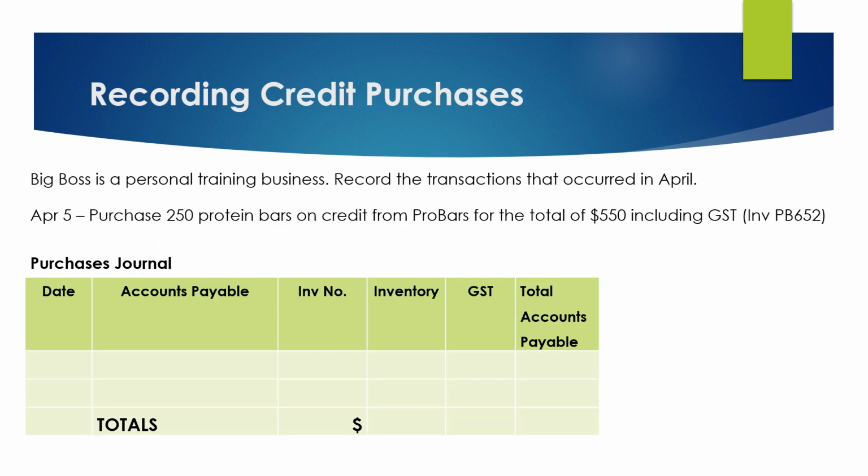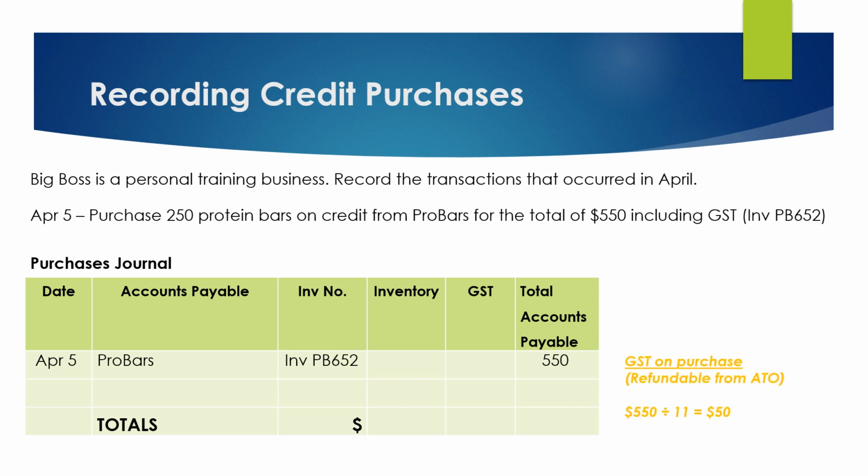Now we're going to record the credit purchase using an example. Big Boss is a personal training business. We're going to record the transactions that have occurred in April. On the 5th of April, the business purchased 250 protein bars on credit from ProBars for the total of $550 including GST. First, we record the date. Then, we write the accounts payable name, followed by the invoice number. The total amount owing to the accounts payable of $550 is recorded in the total accounts payable column.